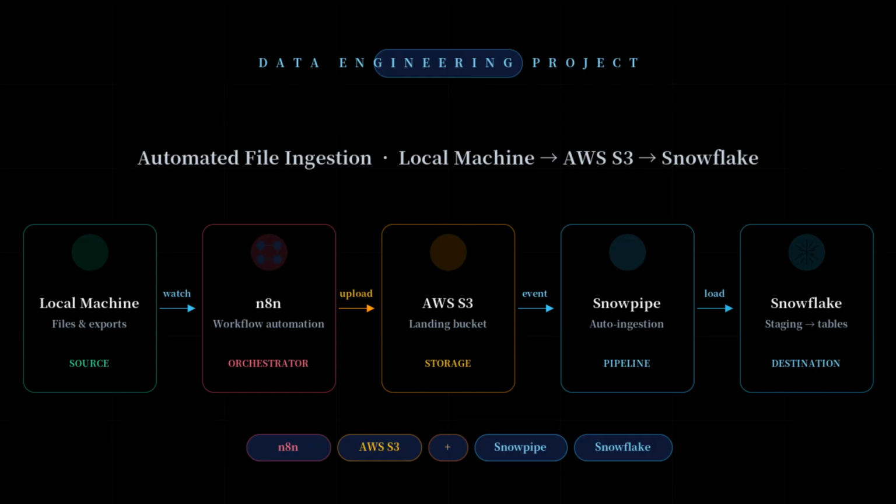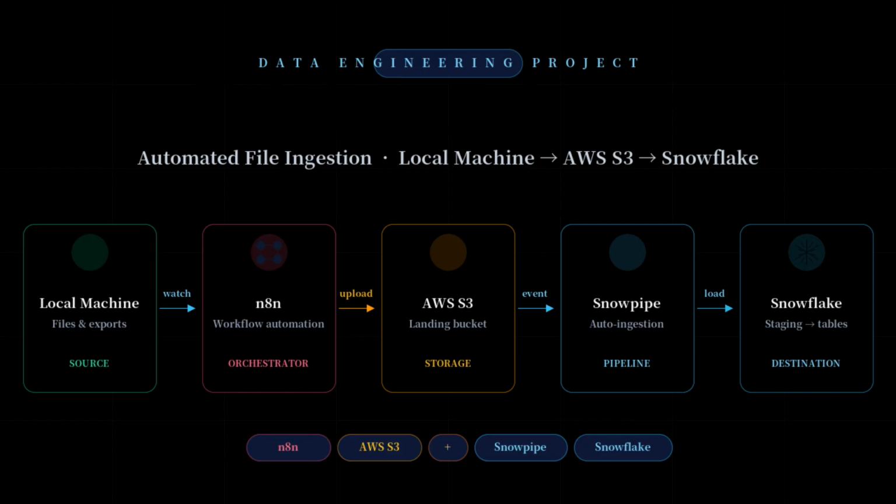First, it starts on the local machine, where files and exports are created. n8n watches this location continuously, acting as the orchestrator, the workflow automation engine which coordinates every step in the pipeline. As soon as a new file appears, n8n uploads it into the AWS S3 bucket, which serves as the landing zone for storage. That upload triggers an event which Snowpipe picks up automatically, handling continuous auto ingestion with zero manual intervention.